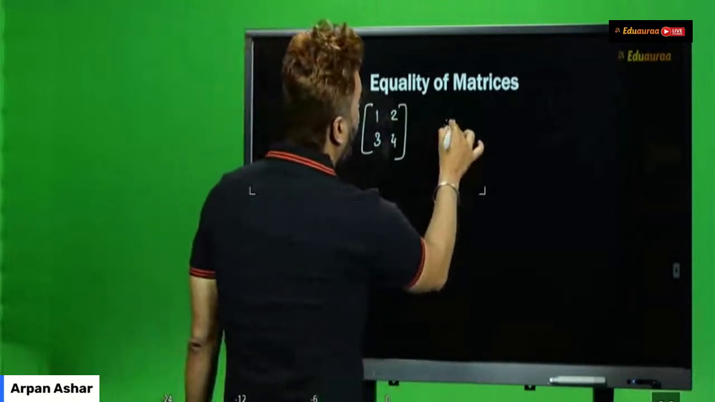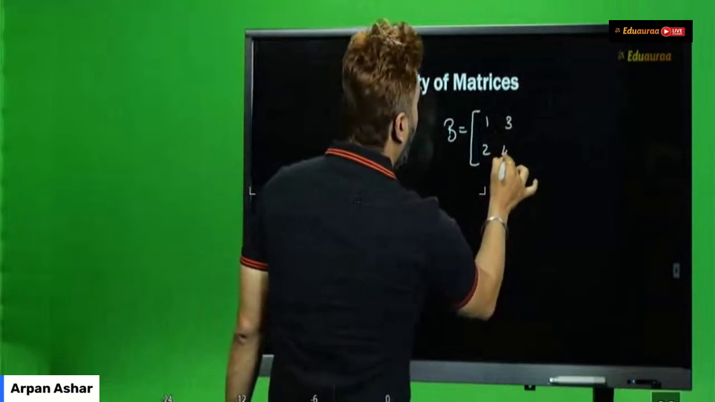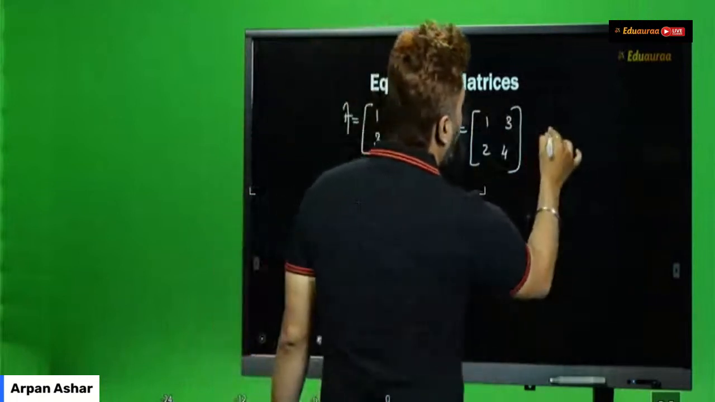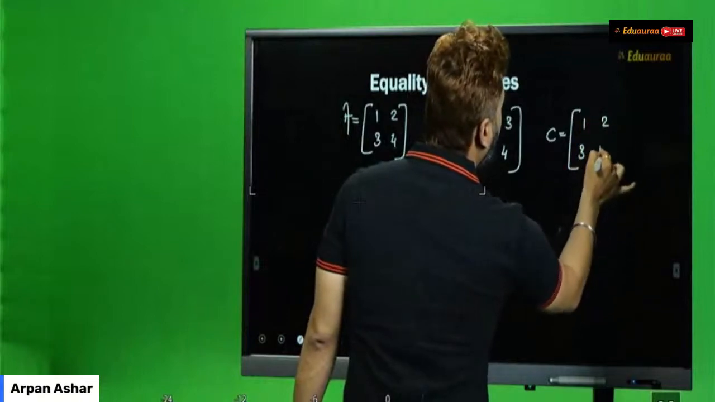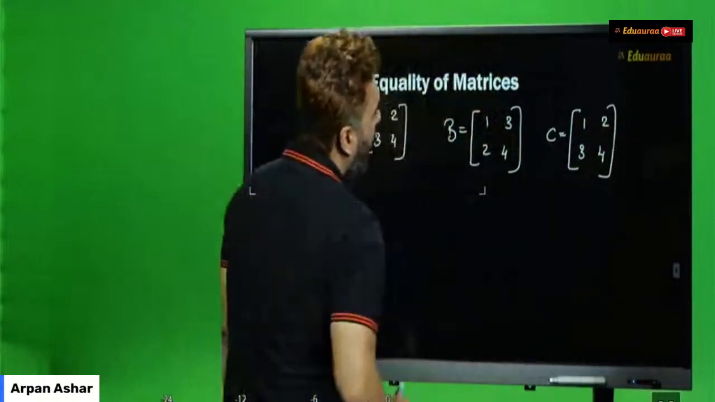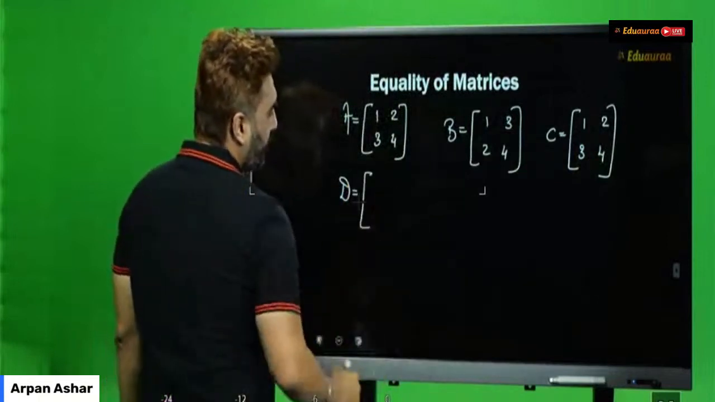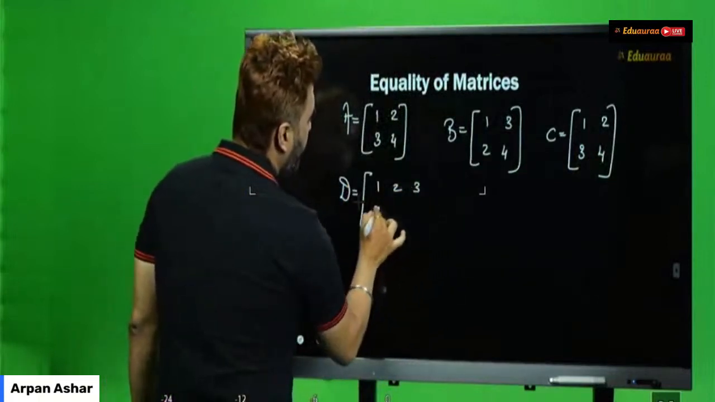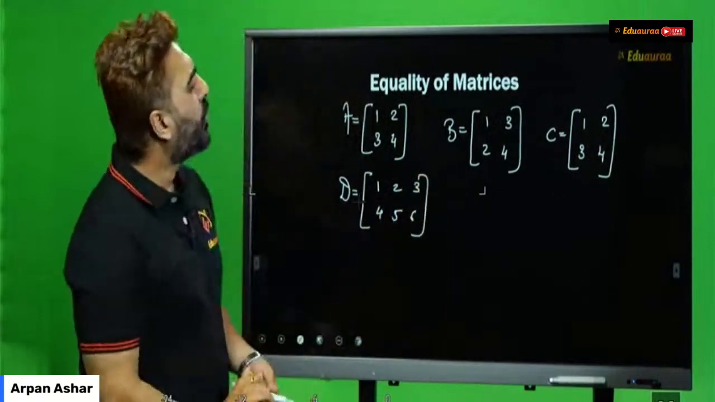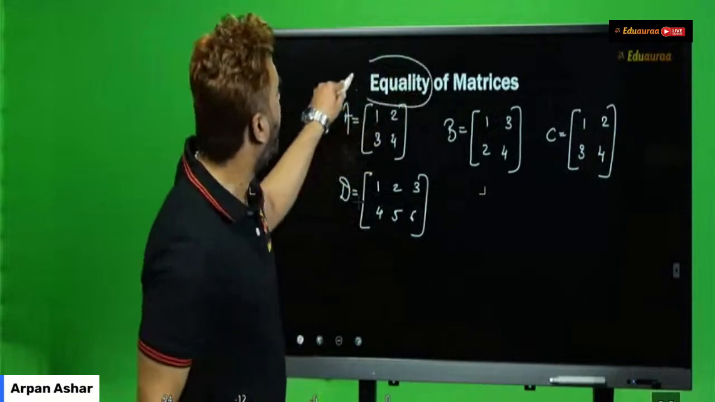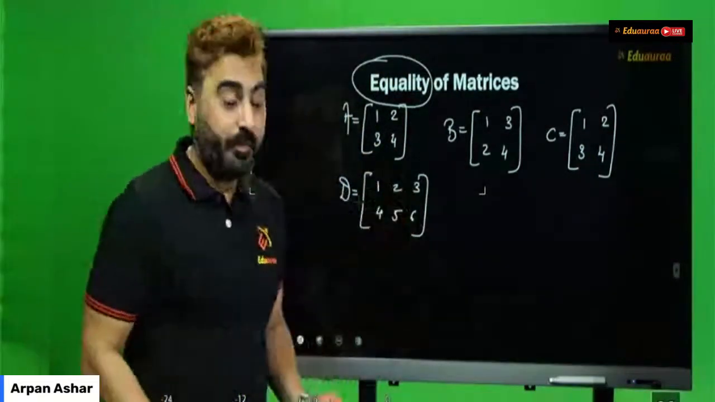Let's say we have matrix B, which is again 1 2 3 4, and let's say we have matrix C, which is 1 2 3 4. Okay, let's take one more example. Let's say we have matrix D, which is 1 2 3 4 5 6. Now what do you mean by the word equality? It means equal, same.